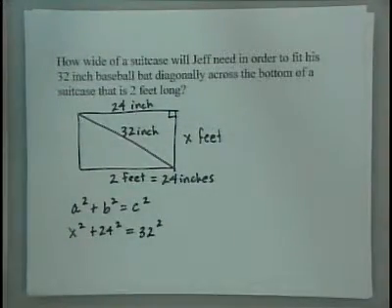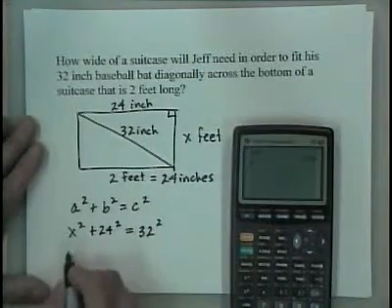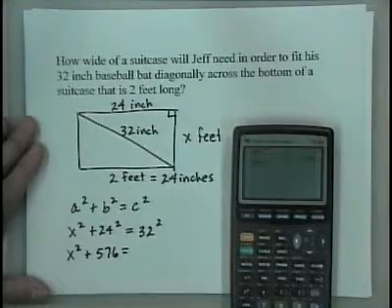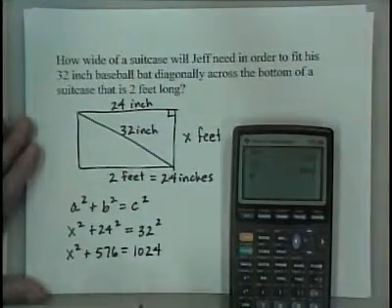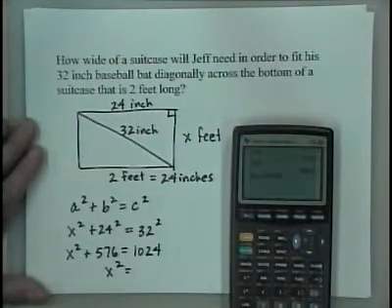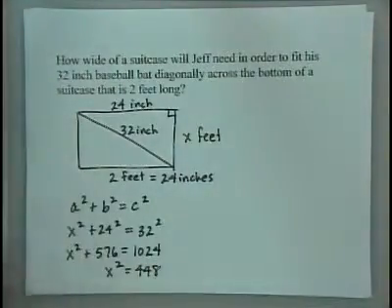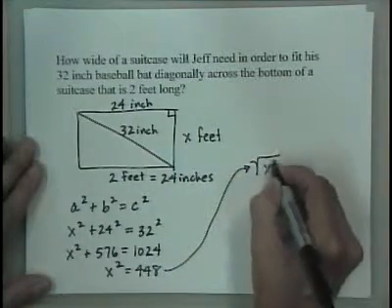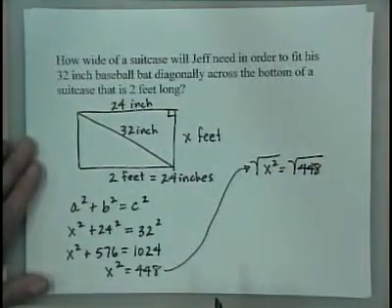Well, let's grab a calculator and figure out 24 squared. That number's 576. And 32 squared is 1,024. Now I need to subtract 576 from 1,024 to get 448. And to continue solving for x, I'm going to want to take the square root of each side of the equation. And I'm only going to use the positive square root since I'm trying to find a length of a side of a suitcase.